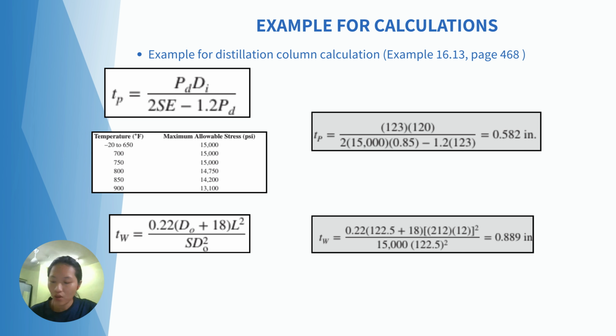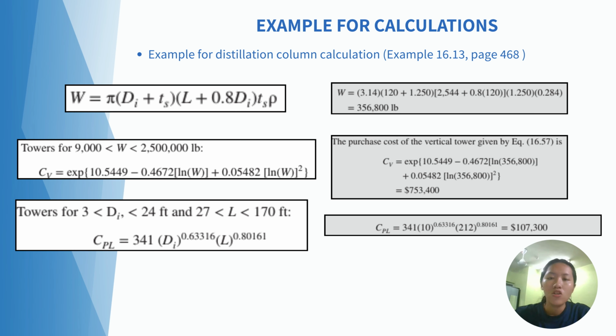And then TW is the necessary thickness in inches to withstand the wind load or the earthquake at the bottom of the column. By substituting the values of the outer diameter of the vessel and also the tangent to tangent vessel height in inches, we will also obtain the value of TW. Next, we need to find W, which is the weight, using the values obtained just now.